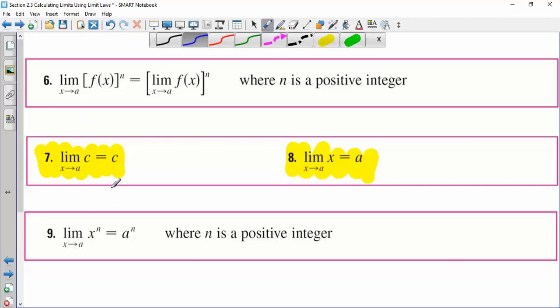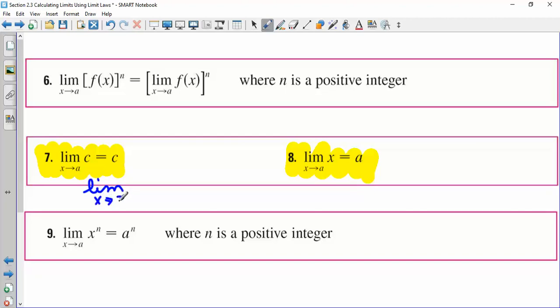Rule number 7, the limit as x approaches a of c equals c. I said the limit as x approaches 3 of 1. Okay? If my function is just 1, that is a horizontal line. So no matter what value you're approaching on there, you're still on that horizontal line, and it's just 1. So the limit of a constant is that constant, always.